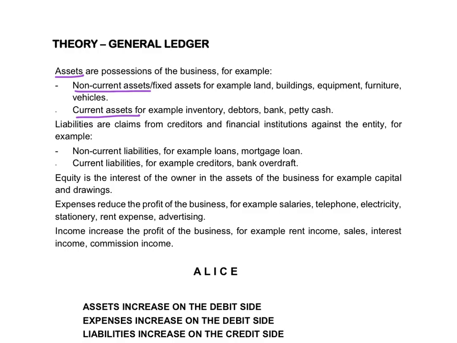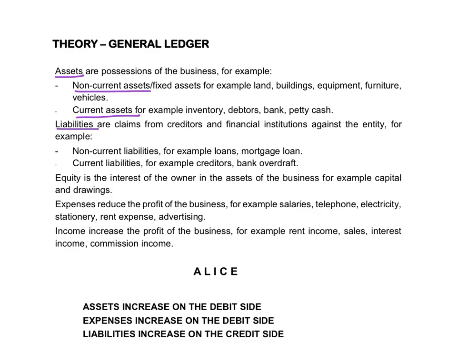Non-current assets will be used for a very long time and will not change within the next 12 months. For example, land, buildings, equipment, furniture, vehicles. Current assets change all the time. There will be an increase or a decrease in inventory and debtors every time we buy or sell goods, and in the bank every time we pay. So those are the current assets that change regularly.